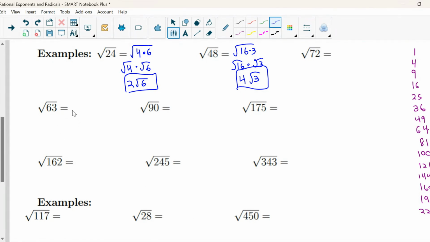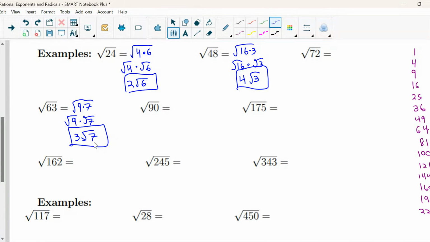So I know that 9 times 7 is 63. 7's a prime number, so we're doing well. So I can split this up, square root of 9, square root of 7. Square root of 9 is 3. And I can't take the square root of 7. So I'm going to simplify this as 3 times the square root of 7.